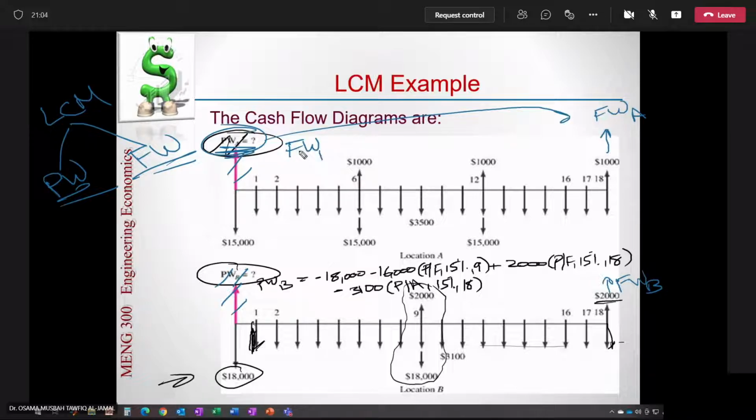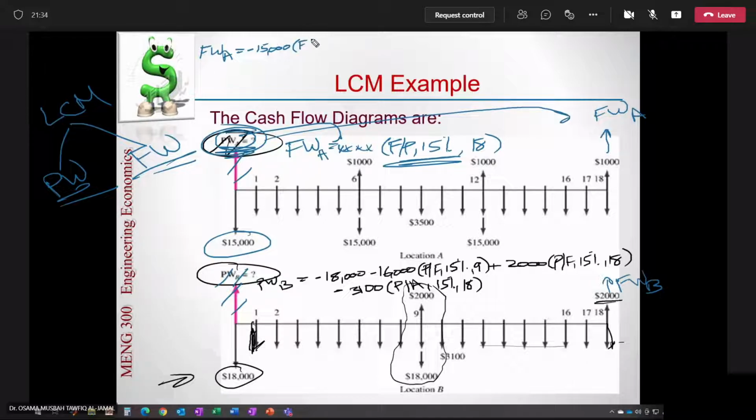In this case, the one step extra will equal the value you found here for that present worth. We find F giving P, 15%, 18. The only extra standard notation. If you don't want to do that, you want to find the future worth directly, you can do it. Starting with the first cash flow here, negative 15,000, find the F giving this P, 15%, up to year 18.